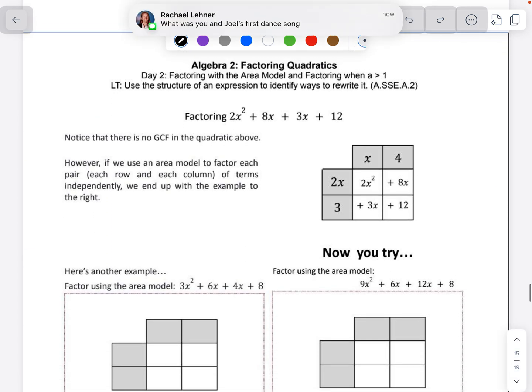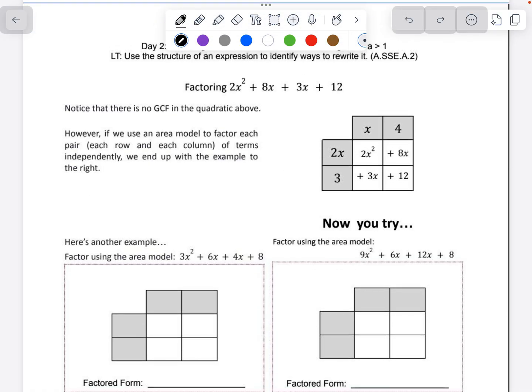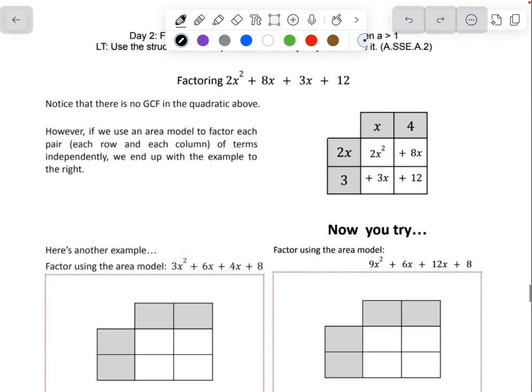So let's start out by looking at this 4-term quadratic. There is no greatest common factor, so there's nothing that will go into all the terms. But if we notice there are 4 terms, so we can use an area model to rewrite this quadratic. So I'm just going to place each term in the blank area model form. So I'm just putting each one of my terms there.